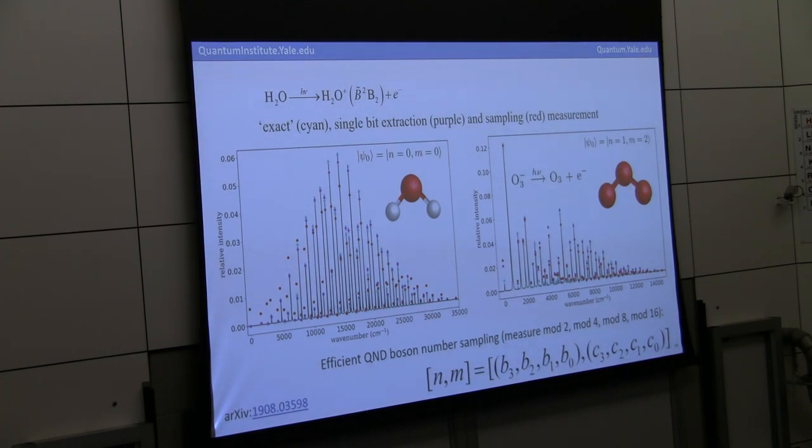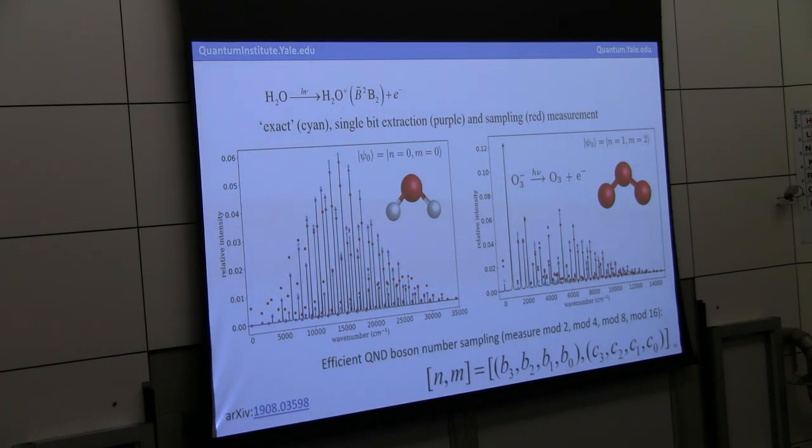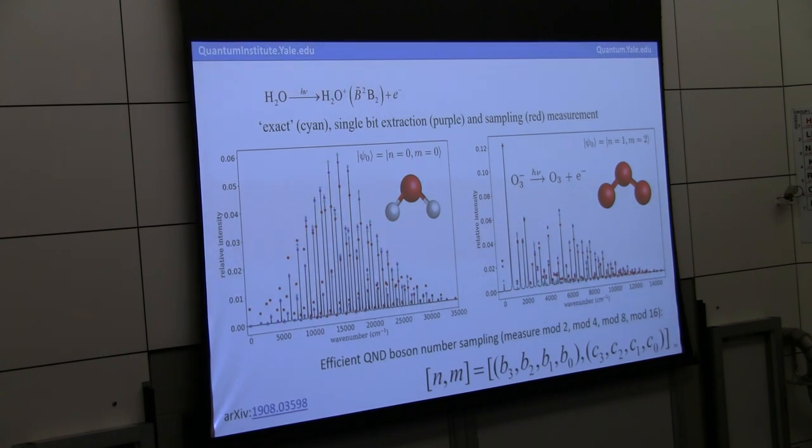We can count them by trying to flip an ancilla qubit at this frequency that would correspond to a light shift with so many photons in the cavity. You say, are there two? Are there three? Are there four? Are there five? When you have a lot of lines, that's not very efficient, but it does work, and that is the purple dots.